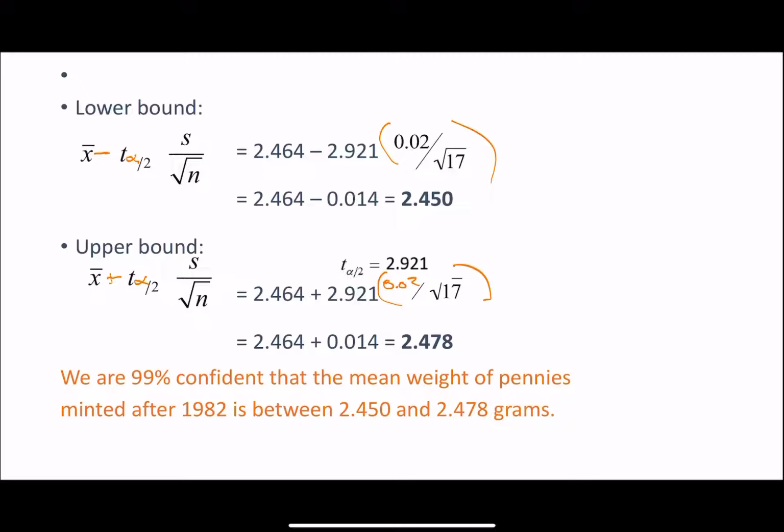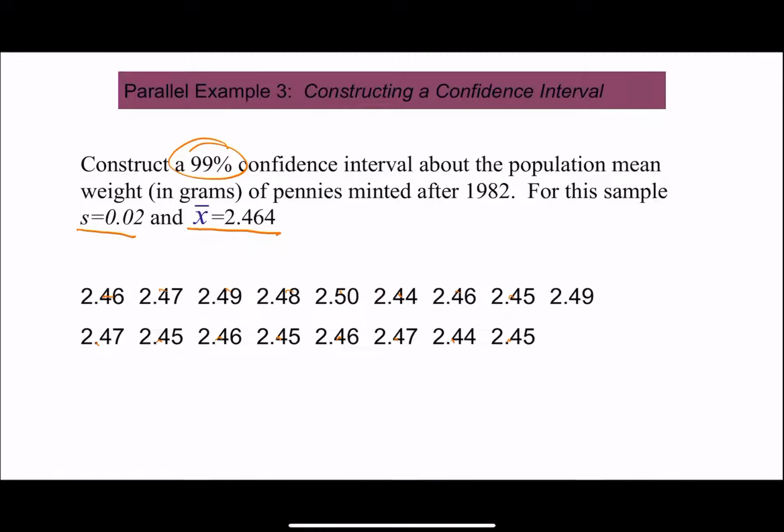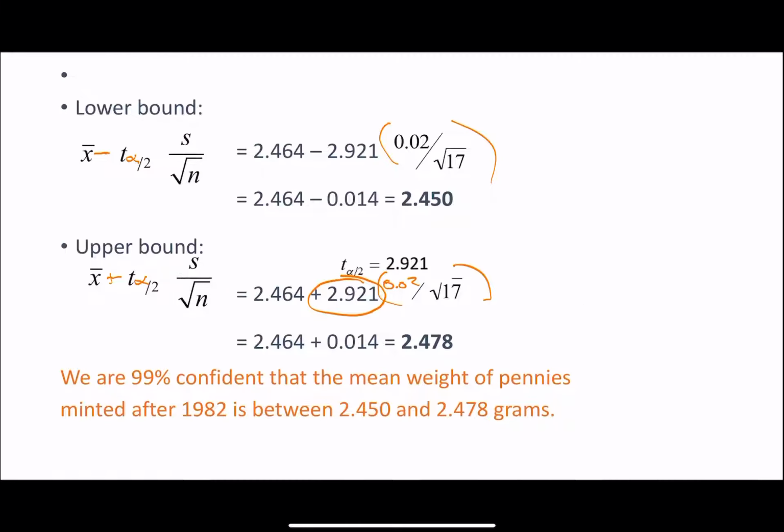Okay, so we have 2.64. So where we're finding this 2.921, where we're going to find this 2.921 right here is on your t table. So let me see if I can go back to the t table. Shoot, that's not going to work.